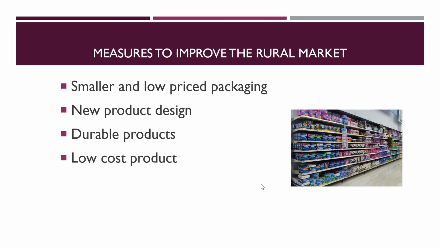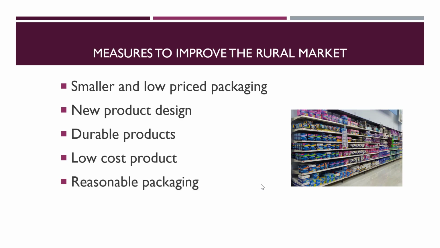Next one is a low cost product. The rural market is a price conscious, price sensitive market. So we can make goods at low cost by reducing maybe the raw material, process costing, production costing, but at the same time we have to ensure that we are not compromising on quality, which will help a marketer to reach out to the rural market.